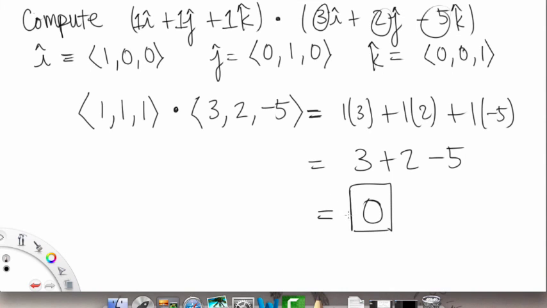So 0 is our answer, and also what this tells us, remember, when the dot product of two vectors equals 0, that means that the angle between them must be 90 degrees or pi over 2 radians, and that also means that they are orthogonal to each other. So these two are orthogonal, or perpendicular. Okay, that's just a bonus. That was a bonus note.